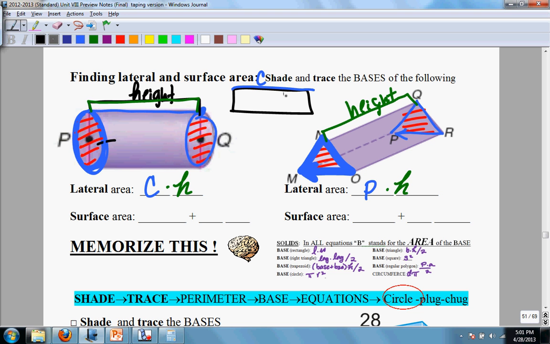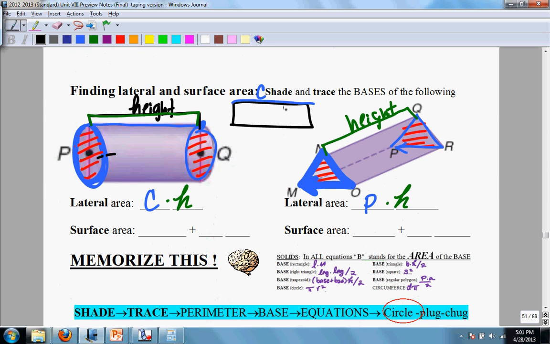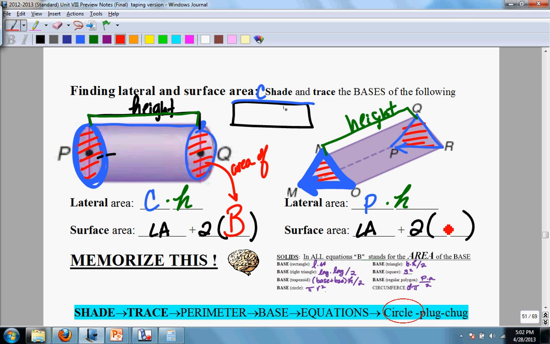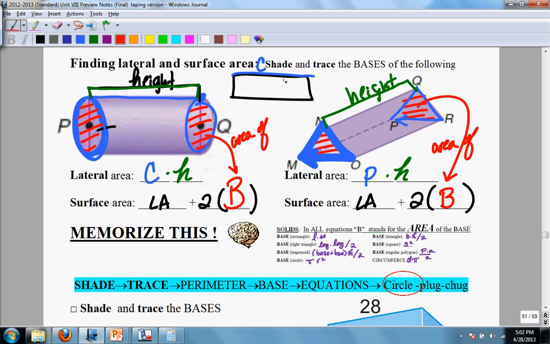Surface area. Remember, surface area is the lateral area plus 2 bases. So we're just going to write lateral area plus 2, and I'm going to use a capital B here. Capital B, very important, means area of the base. Lateral area plus 2 bases. For a prism, it's also lateral area plus 2B. We use a capital B here. B means area of the base. And pause and let you write that down.